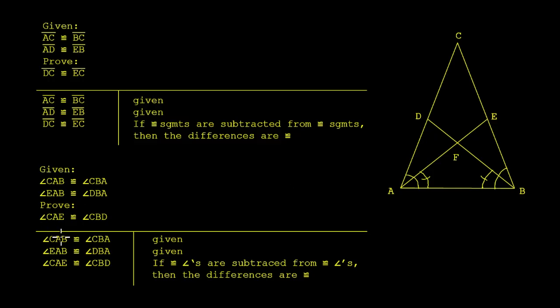So here we go. Angle CAB is congruent to angle CBA. Angle EAB is congruent to angle DBA. So angle CAE is congruent to angle CBD. What's left here is congruent to what's left there. The reason being, if congruent angles are subtracted from congruent angles, then the differences are congruent.